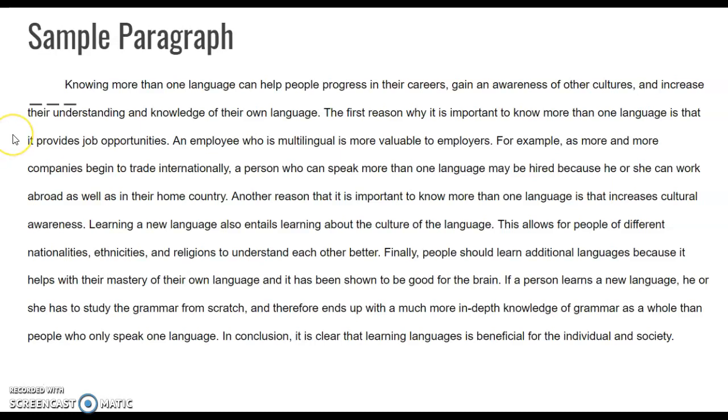This is a sample paragraph about language learning. You can pause the video here and read through this paragraph. We'll be referring to it throughout the video.